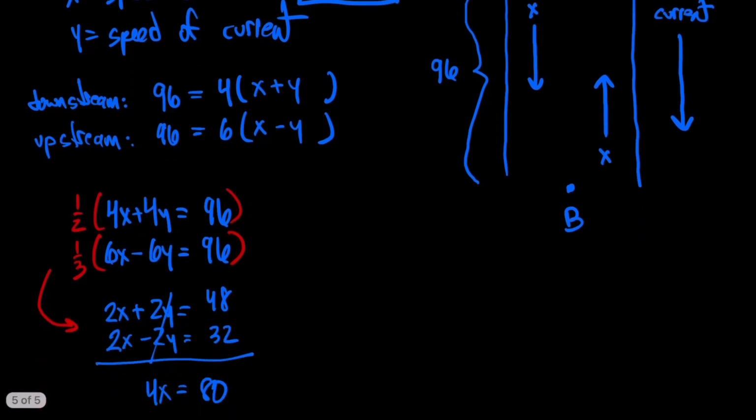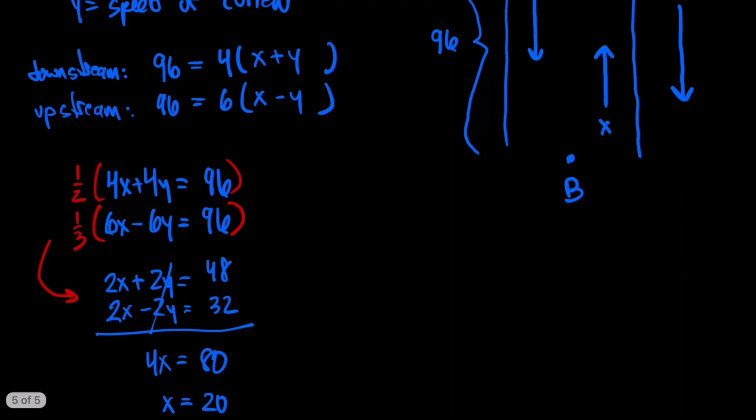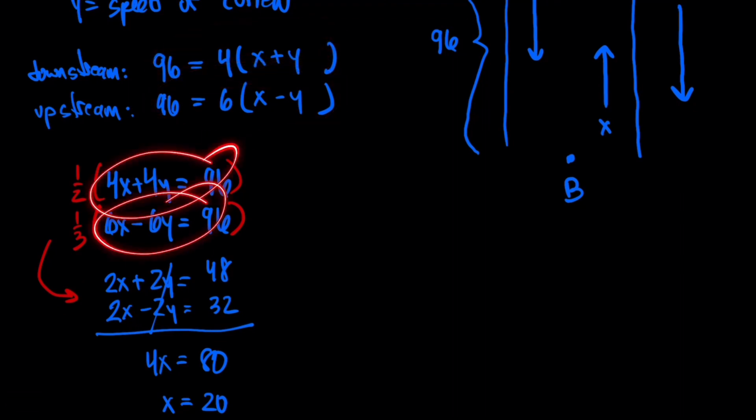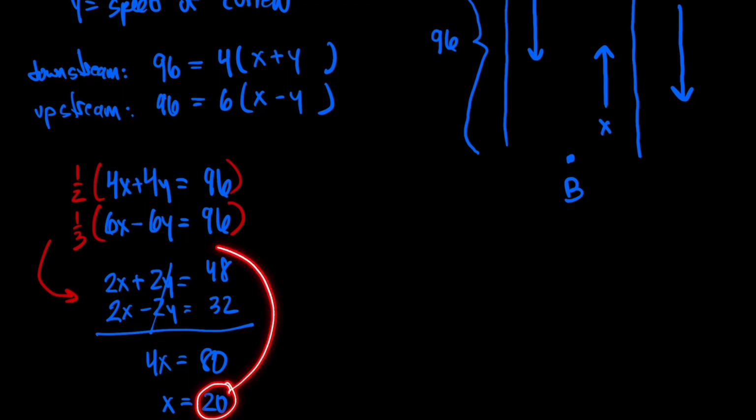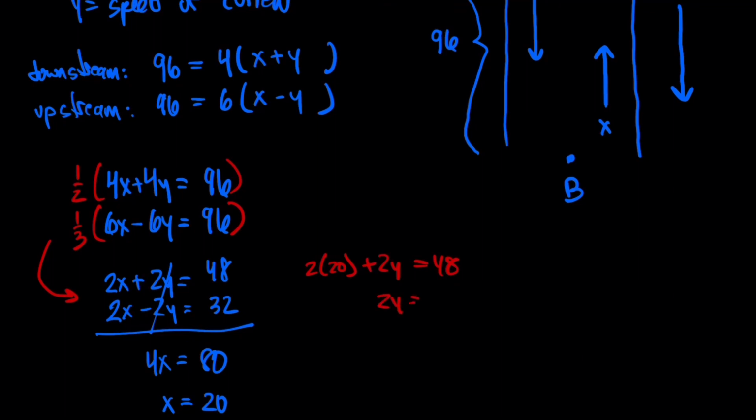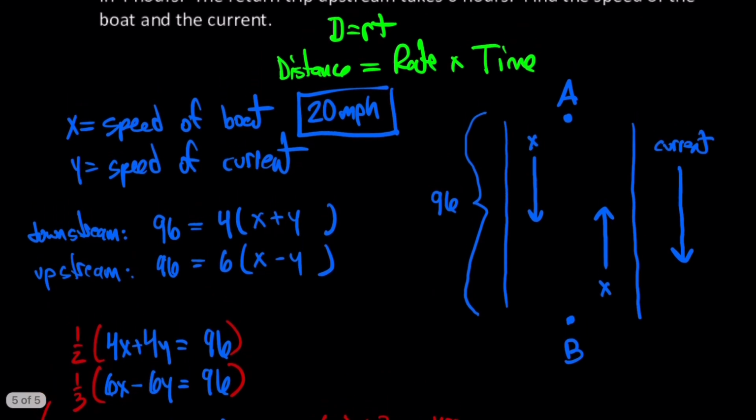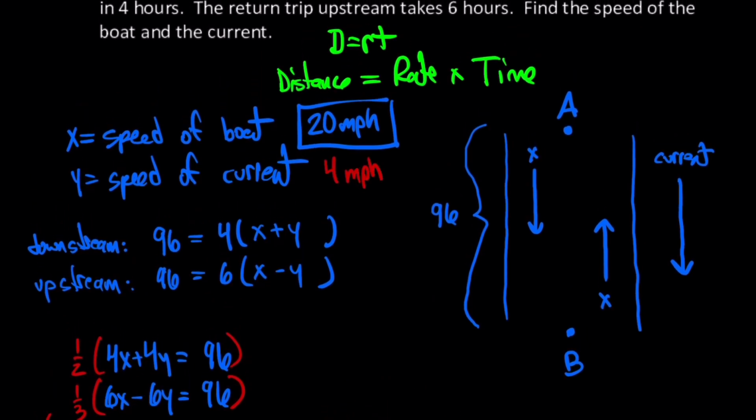Now, to get the current, you can use any equation you want. You can use one of these up here. You can use one of these here. You can use this one here. It doesn't matter. You know x is 20. So just pick an easy equation, plug in 20 for the x. I'll just pick this one here. All right, so 2 times 20 plus 2y equals 48. 2 times 20 is 40. So subtract that from both sides. 2y equals 8, y equals 4. So the speed of the current is 4 miles per hour.